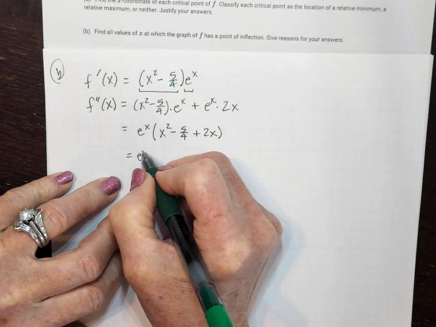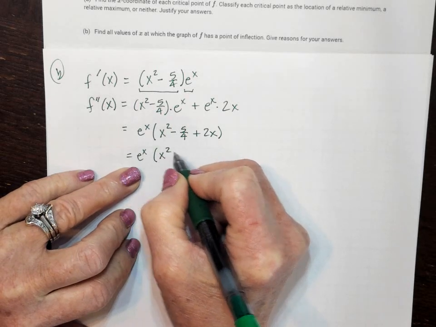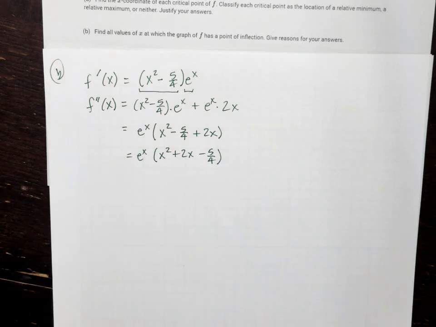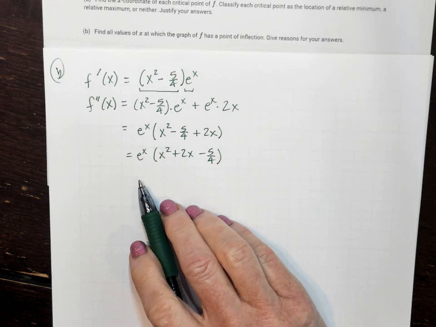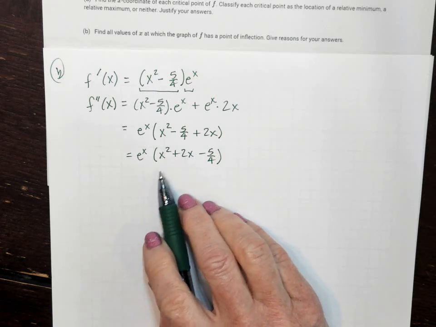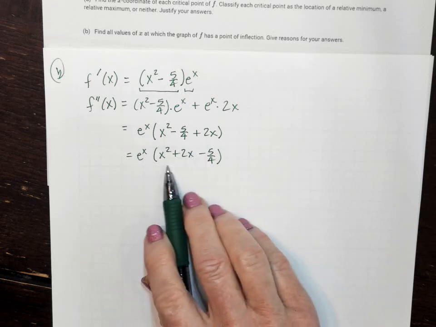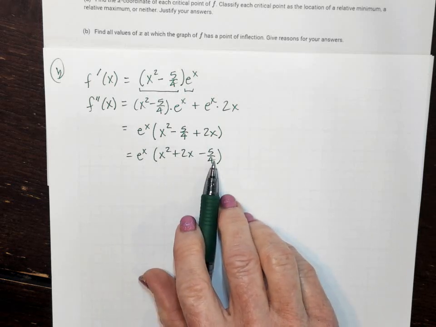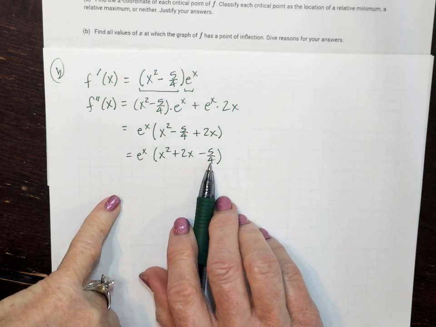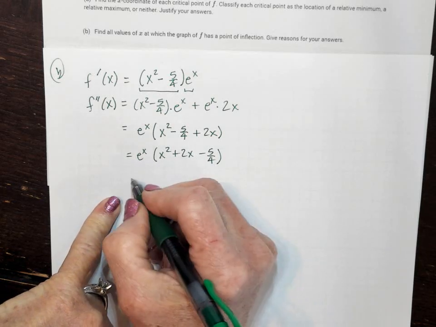I'm going to do some algebraic rearranging here. x squared plus 2x minus 5/4. Now, for points of inflection, I know that I'm going to have to figure out where f double prime is equal to 0, undefined, or does not exist. It's going to be very difficult to do with this fraction here. So what I'm going to do is actually factor out a 1/4 out of here.